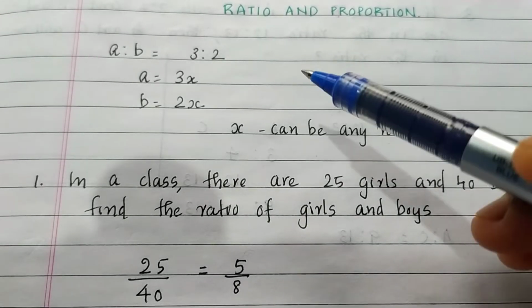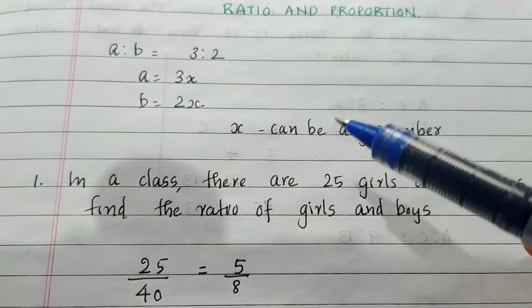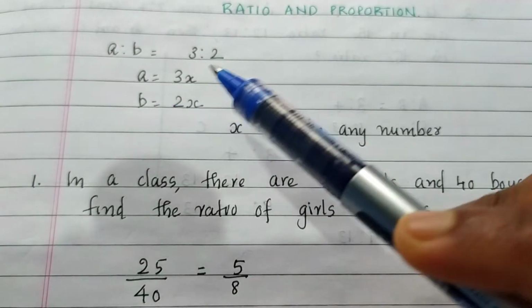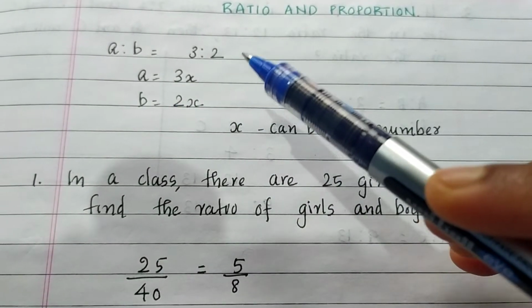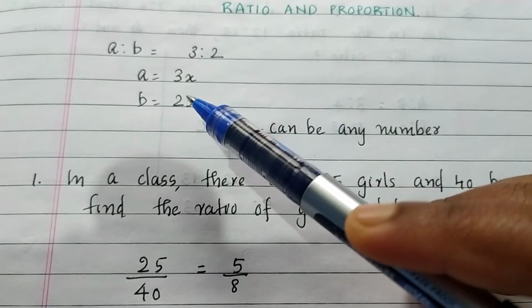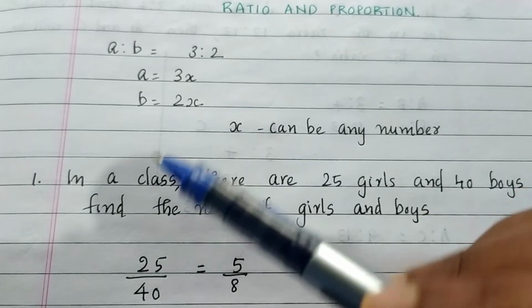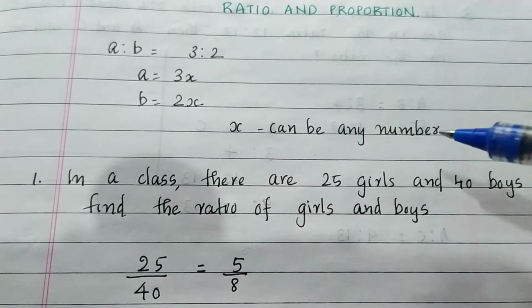Let us learn the basics of ratio and proportion. If two numbers A and B are in the ratio 3:2, then A can be taken as 3x and B can be taken as 2x. Here x can be any number.